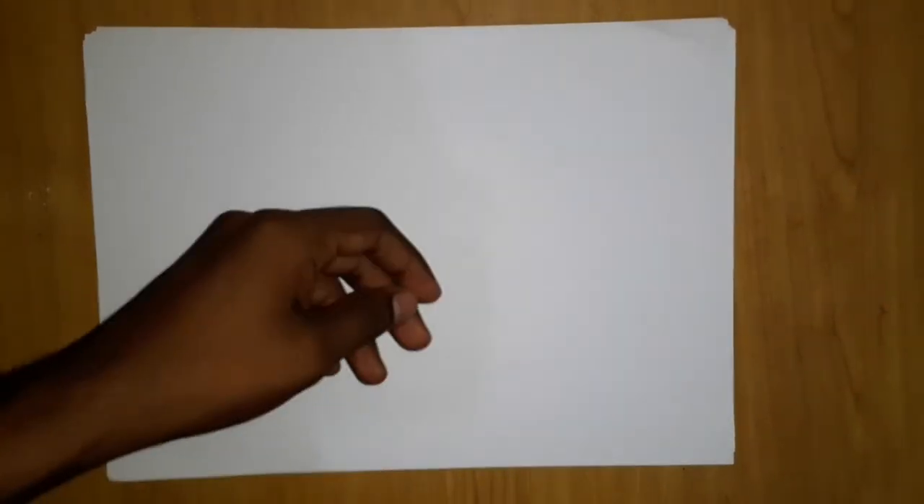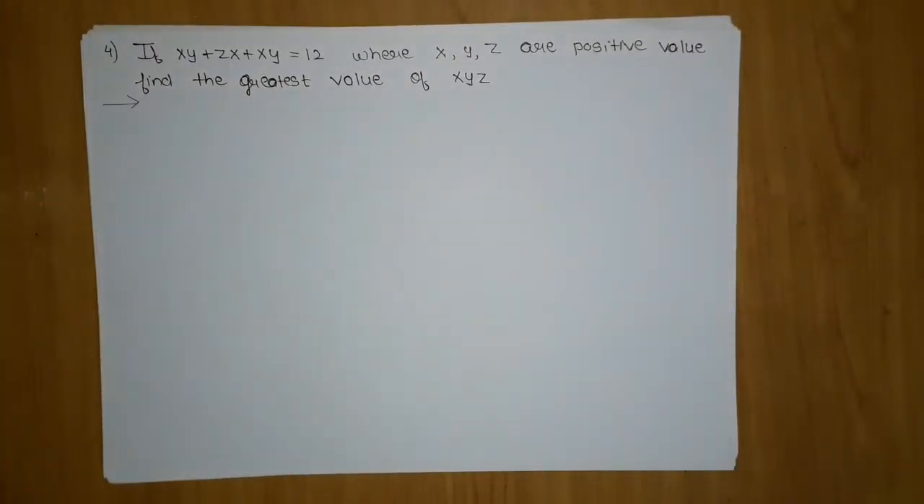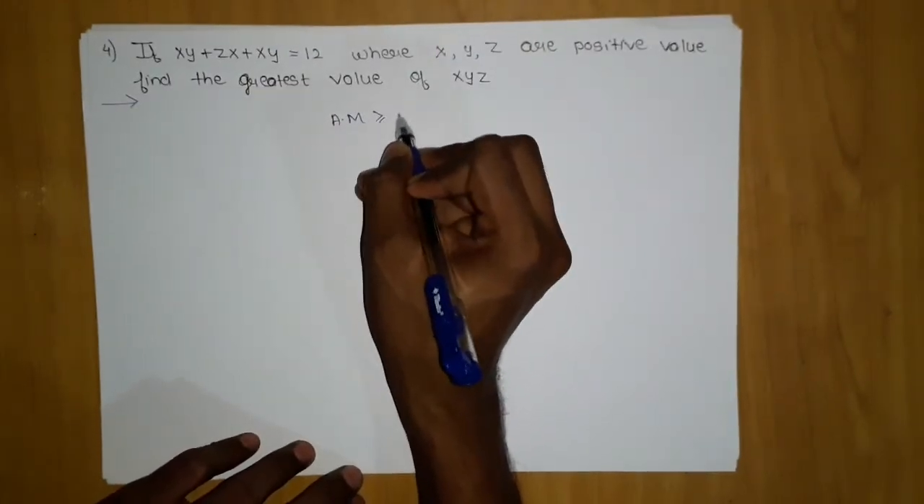The next problem is, this is the next problem. If xy plus yz plus zx is equal to 12, where x, y, z are positive values, find the greatest value of xyz. Try it yourself. Since they are asking the greatest value, what we can do is apply AM greater than or equal to GM.